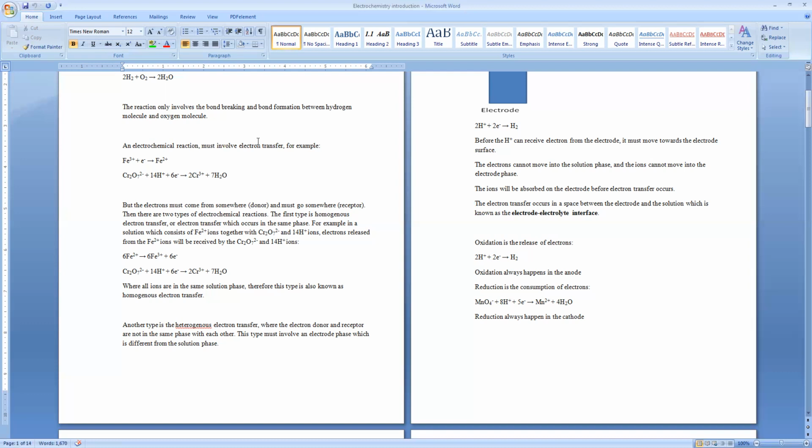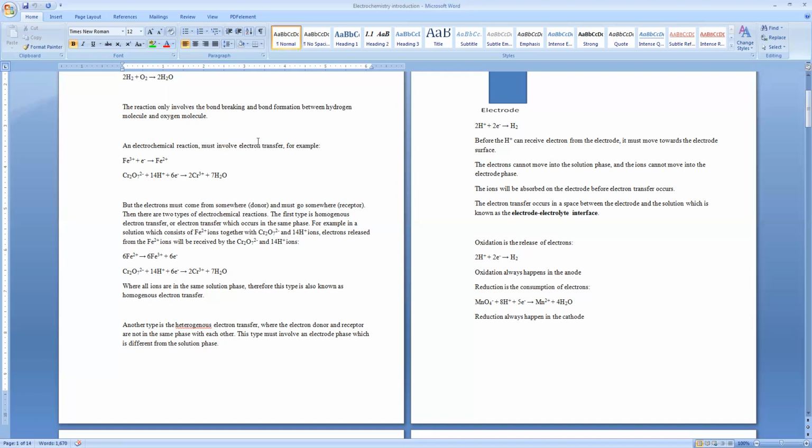Nothing else. The Fe2+ will be oxidized to Fe3+. It releases electrons, and these 6 electrons will go into the dichromate. The dichromate will receive these electrons and become chromium 3+ ion. So that is what is known as homogeneous electron transfer reaction. This homogeneous electron transfer reaction, we are not interested in for this topic.